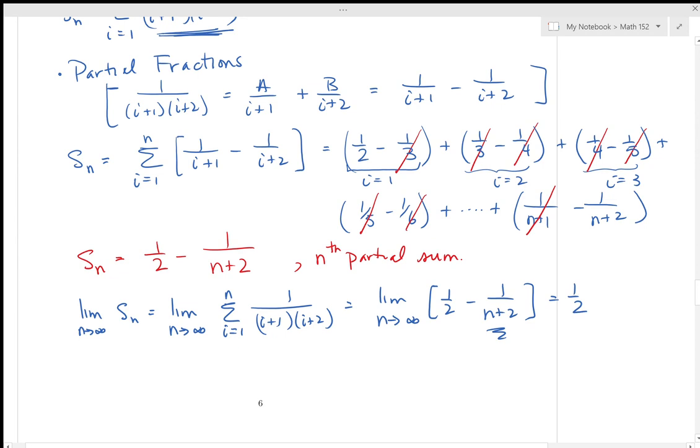So going through this new technique, we've repurposed partial fractions somewhere we may not have been aware that it would be useful, and we got a result. So now we actually know what that sum is. It converges, and we know what the sum is. So this type of series is an example of a telescoping series. That's what that's called.